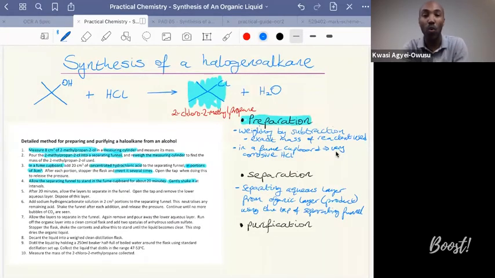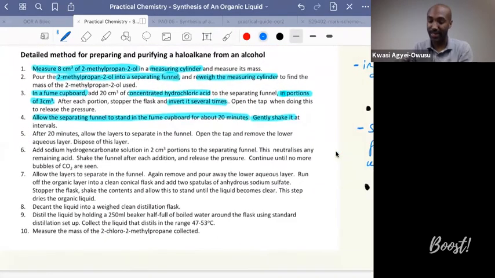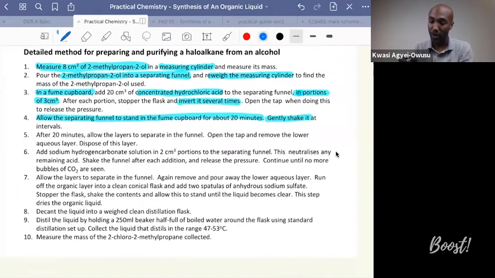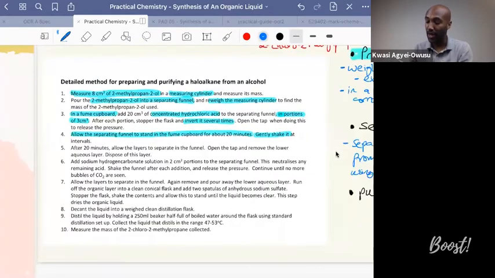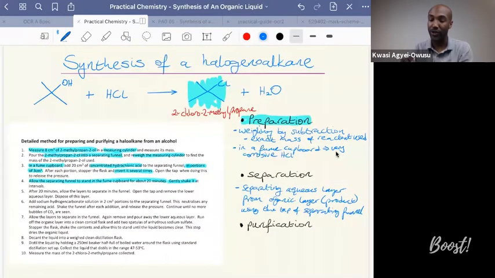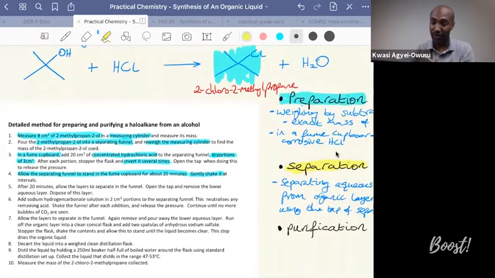Okay, and once you've done that, you will then go on to purify the organic layer. Now, the organic layer will contain some acid, and so that will have to be neutralized. So let's look at our procedure again to see how this is done. Okay, so we have moved on to, let's use a different highlighter this time round, the separation phase now. We're going to be moving on to the purification stage in a second.